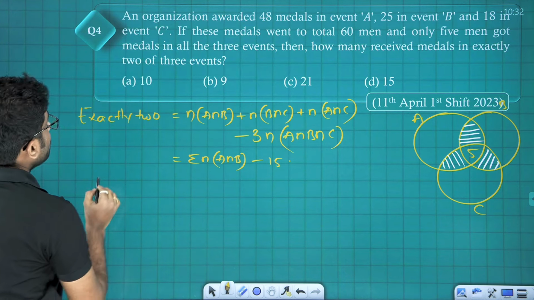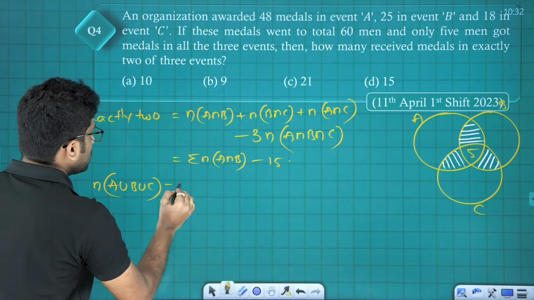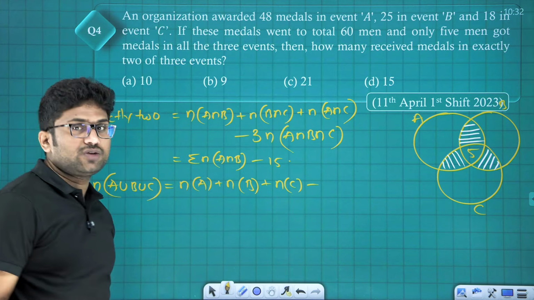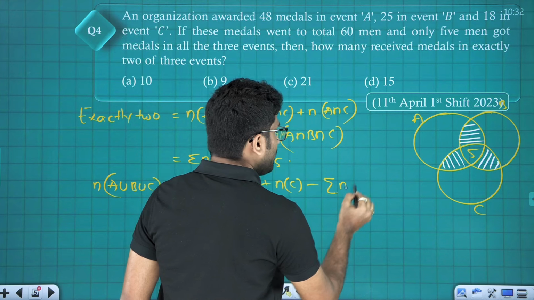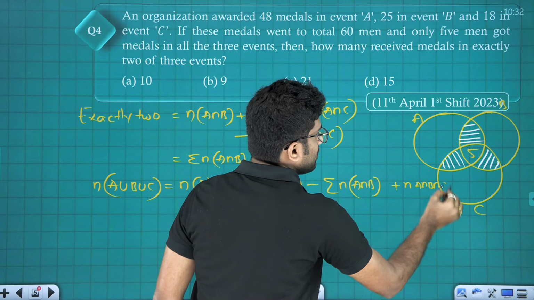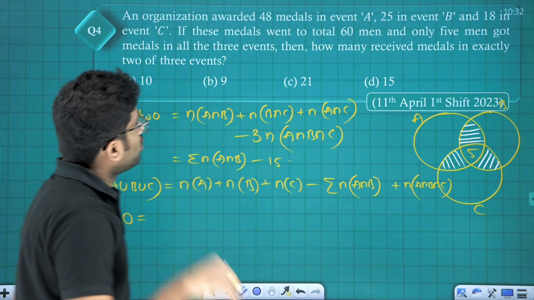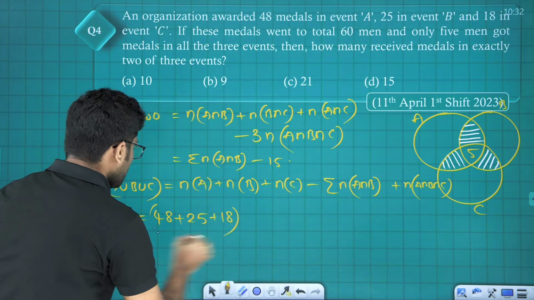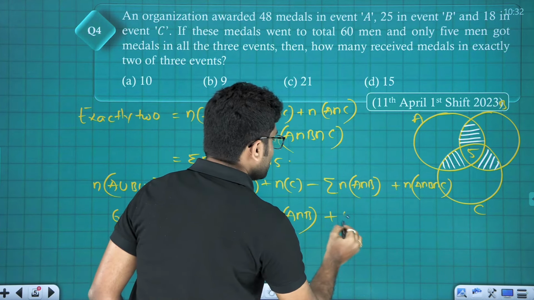Now, the total is 60 men. So we know n of A union B union C is equal to n of A plus n of B plus n of C minus n of A intersection B minus n of B intersection C minus n of A intersection C. That we can write as minus sigma n of A intersection B plus n of A intersection B intersection C. So they have given 60 is equal to 48 plus 25 plus 18 minus sigma n of A intersection B plus n of A intersection B intersection C.